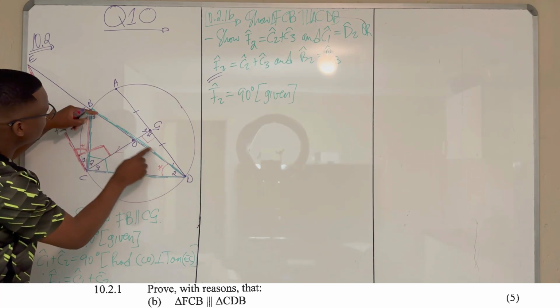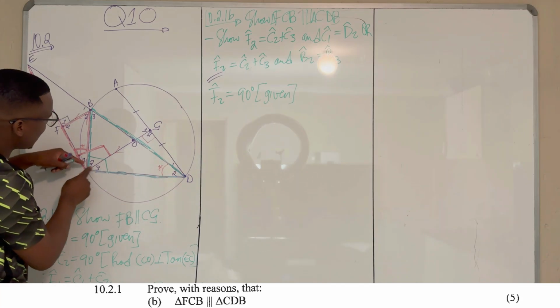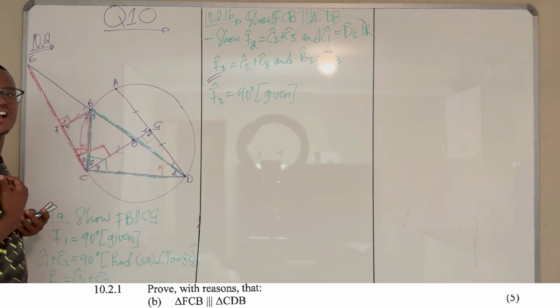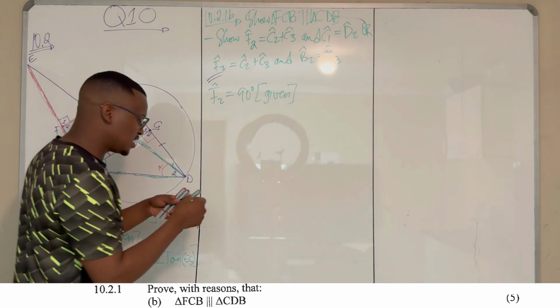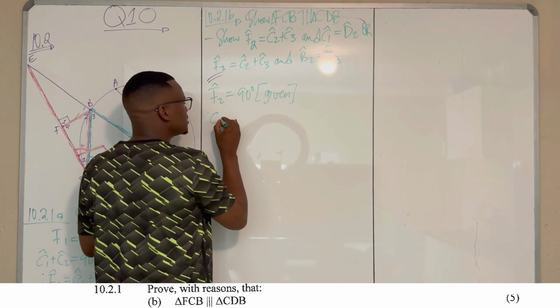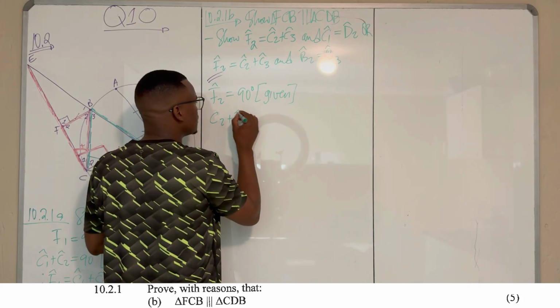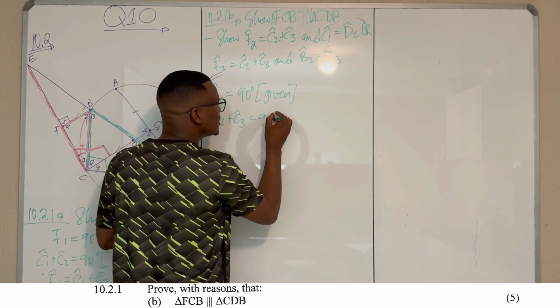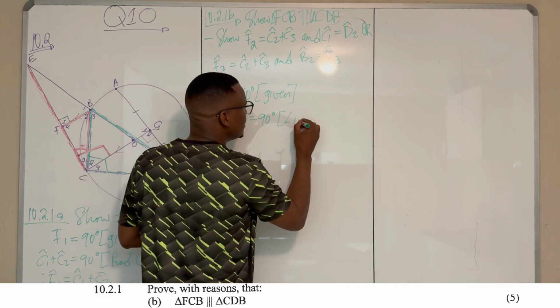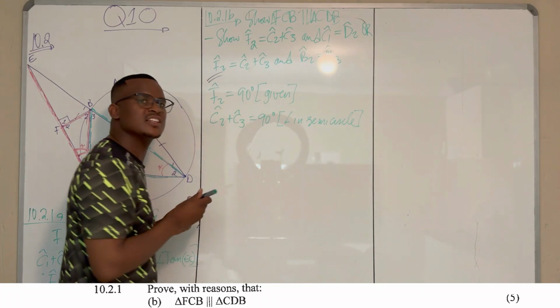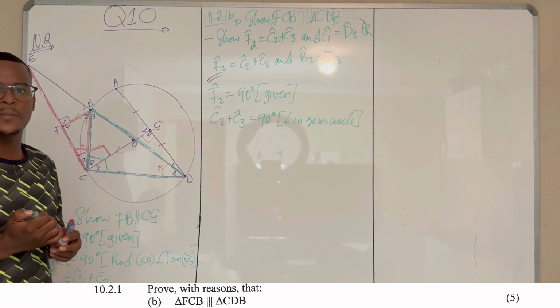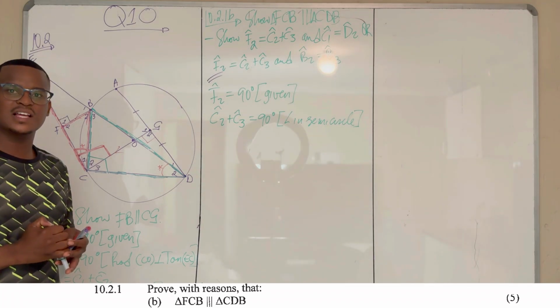So CD is our diameter. We know diameters subtend 90-degree angles in the circumference. So angle C2 and angle C3 together make up 90 degrees. Why? Angle in a semicircle. It's an angle that is subtended in half a circle, which is an angle subtended by a diameter, and the angles subtended by diameters are 90-degree angles.